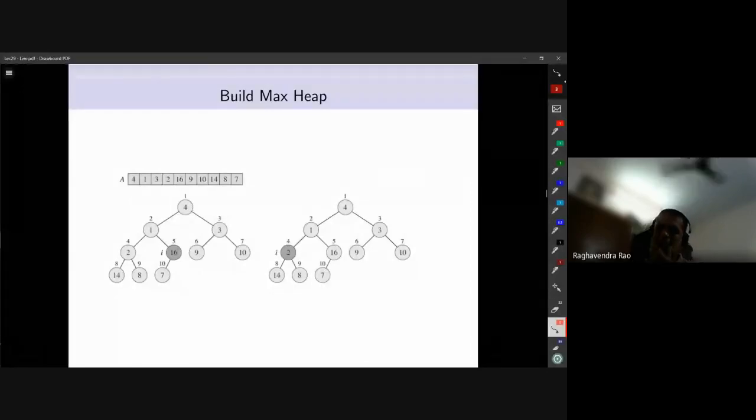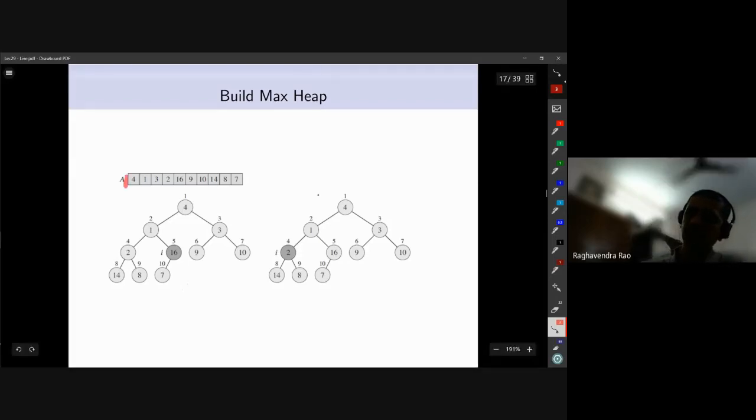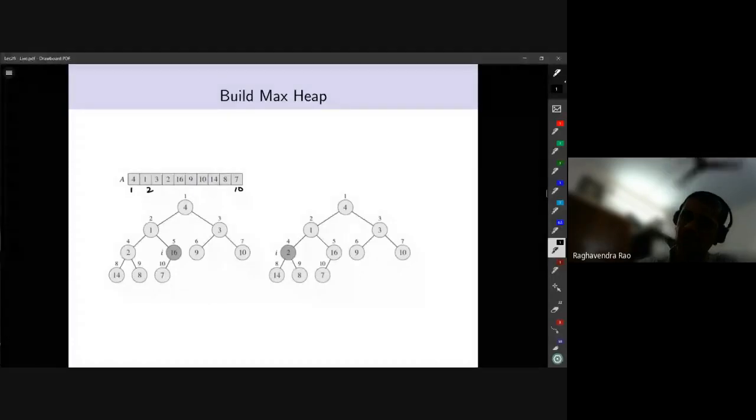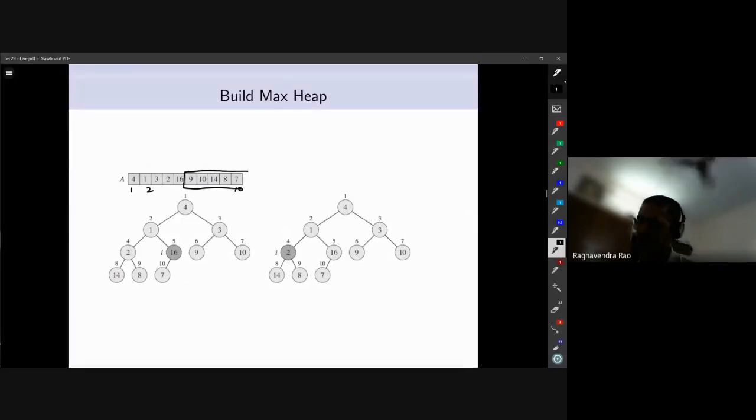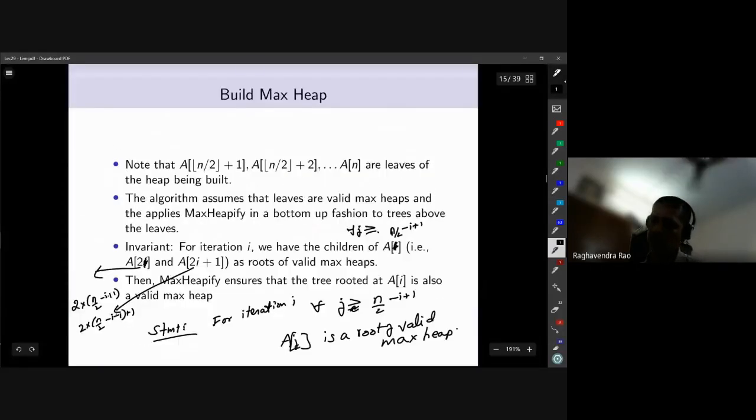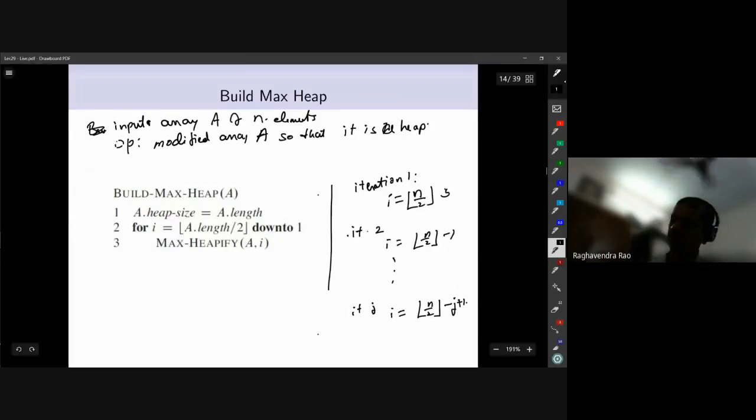I'll just demonstrate the procedure using the same array that we had before, with a slight ordering change. In the end, it should be the heap that we have built. Suppose this is an array of 10 elements, with indices 1, 2, up to 10. Indices 10, 9, 8, 7, 6 we can assume as valid heaps. We are only looking at index 5 first. I is n by 2 floor, which is 5, so the first iteration has I equal to 5.